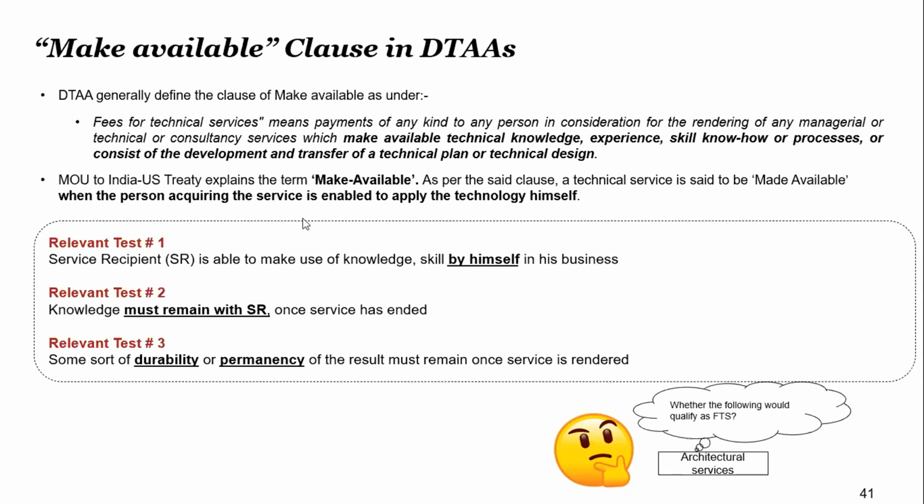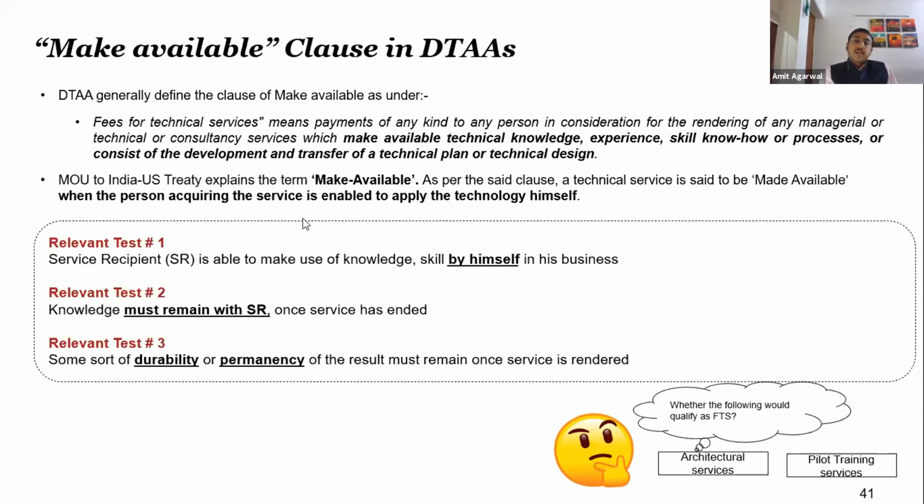The second example which we wanted to take was very relevant, a pilot training course. So there are a lot of service providers who train commercial pilots on how to fly an airplane. Such kind of services constitutes a make available, because going forward the commercial pilots would have the relevant knowledge to fly those airplanes independently without going back to the service providers for more training, and such kind of services then becomes a make available.